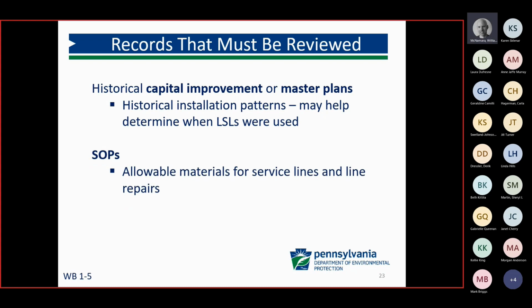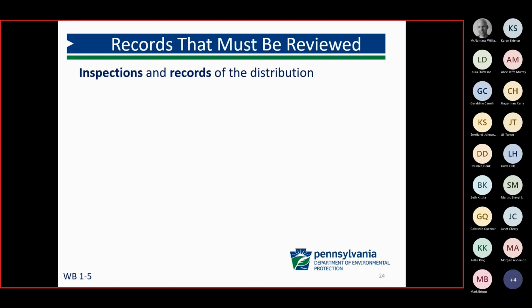SOPs, I had mentioned that some water systems, and in fact, I was just emailed by a water system last week that said that they had a longstanding SOP from 1985 that says that it has to be copper connected to copper. So they have an SOP that's been in place that said that since 1985, they can't install anything but copper for service lines. So things like that are good records that water systems can use to help identify what the material is.